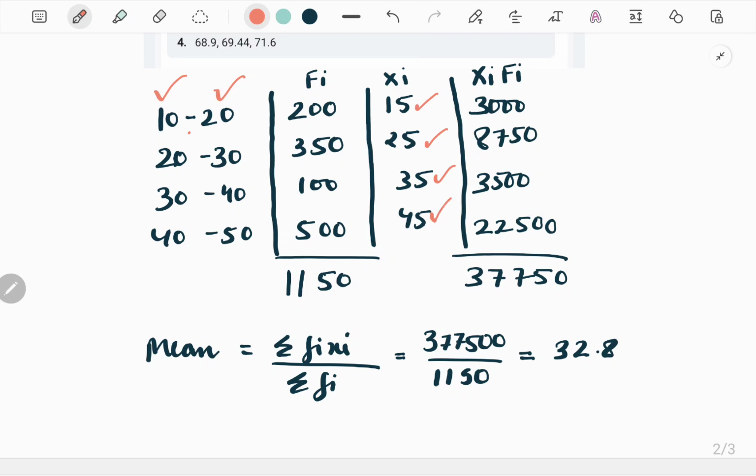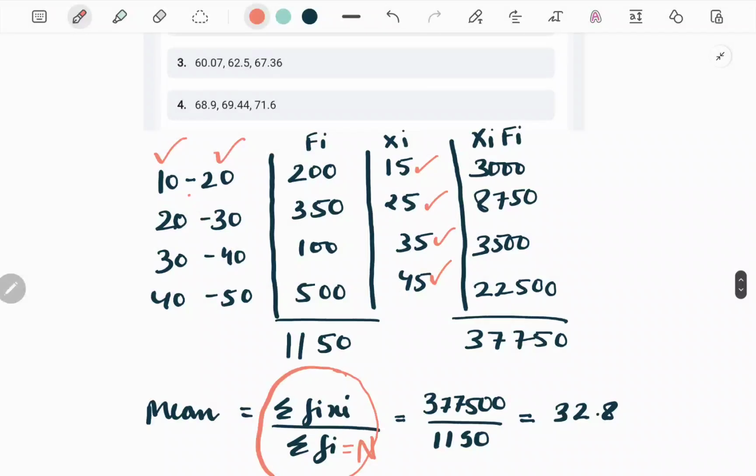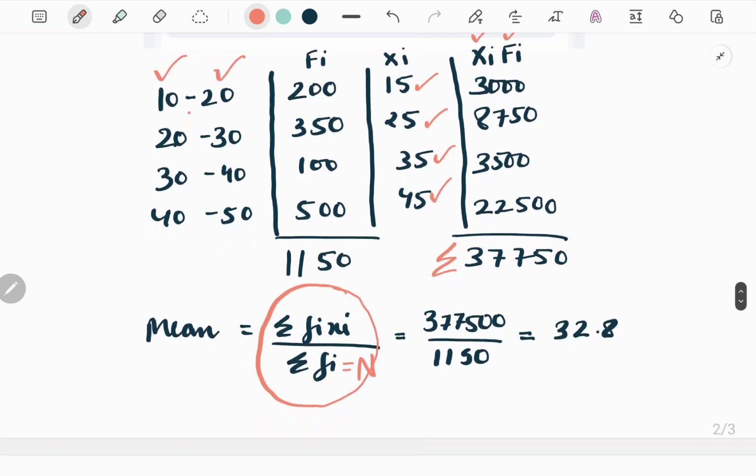We know the formula of mean is given as summation of xi fi upon summation of fi, which is also equal to n. So we first multiply each of the frequencies with the midpoint of the class interval and we get these values. Now we simply add these values and divide it by the total number of frequencies or the total number of observations, and we get the mean to be equal to 32.8.